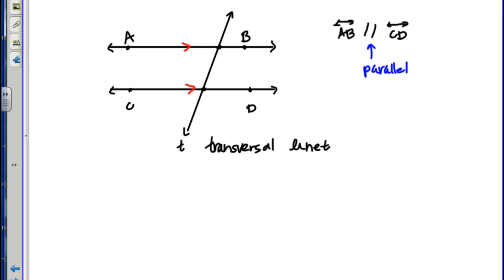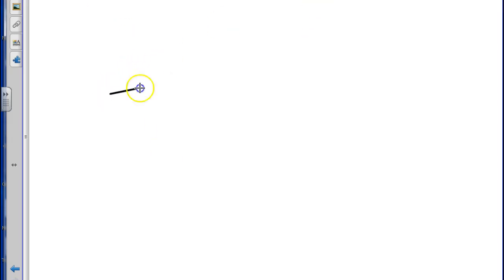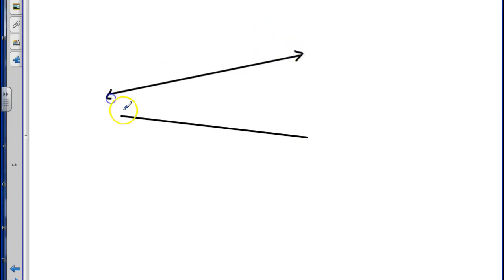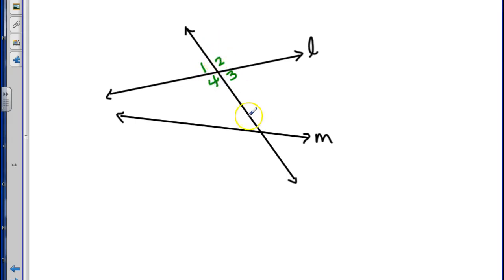All right, so let me get to a new page and let's look at non-parallel lines first, and then we'll look at a couple of parallel lines. So here are a couple of lines. We'll call this line L and line M, and let me get a transversal going here. So there's my transversal cutting through. Anytime this happens, when I have at least two lines cut by a transversal, two sets of four angles are formed. So there's 1, 2, 3, 4 angles here, and then 5, 6, 7, 8. So there's the other set of four angles here.